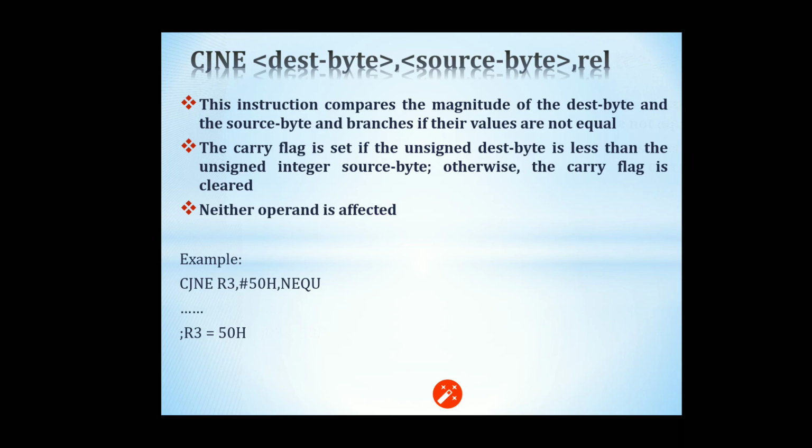CJNE destination byte, source byte. This instruction compares the magnitude of the destination byte and the source byte and branches if their values are not equal. The carry flag is set if the unsigned destination byte is less than the unsigned integer source byte. Otherwise, the carry flag is cleared. Neither operand is affected.